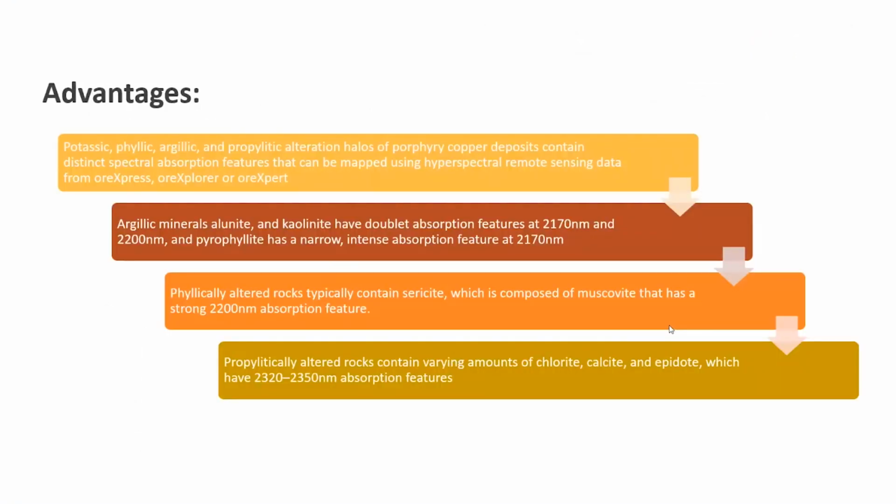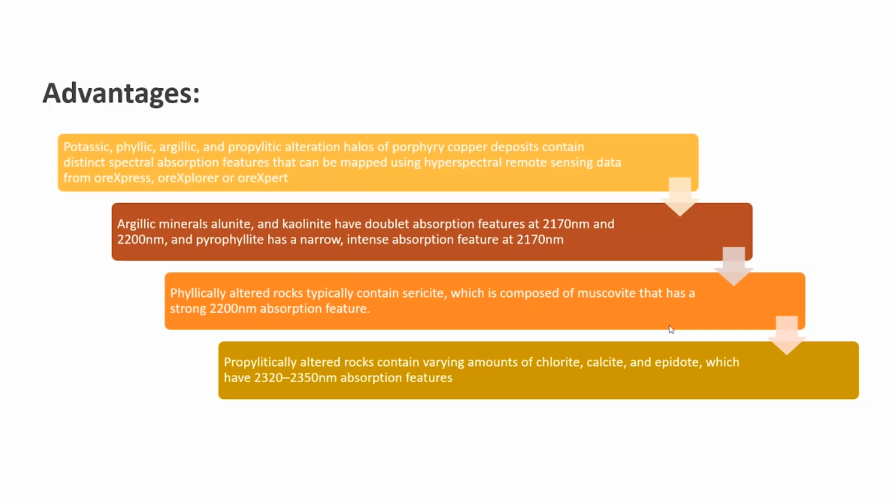So just to wrap up this section in particular, you can see that these important alteration assemblages and crucial alteration halos of these porphyry copper deposits contain distinct spectral absorption features that can be mapped using hyperspectral remote sensing data from a field spectrometer like our oreX-series line. So you can track these compositional changes of important minerals like alunite, kaolinite, pyrophyllite, which have specific wavelength positions. And crucially important is going to be being able to track that 2200 nanometer feature of the sericite, again, which is a good indicator that you're close to the main source of that ore body.